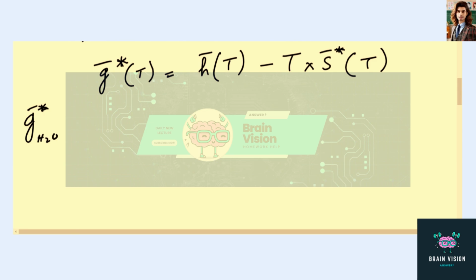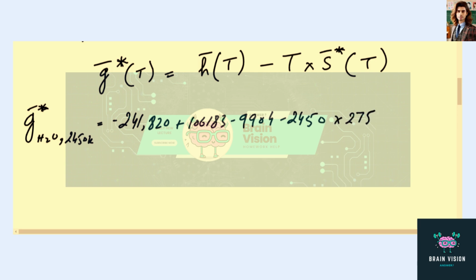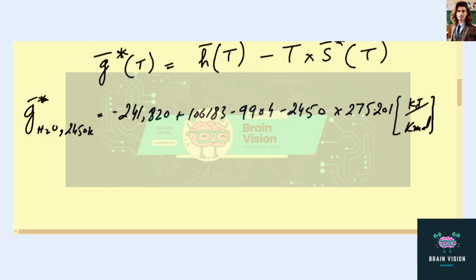So now we've got G bar asterisk for H2O at 2450 Kelvin is equal to minus 241,820 plus 106,183 minus 9904 minus 2450 multiplied by 275.201 kilojoules per kilomole, which is equal to minus 819,783 kilojoules per kilomole.